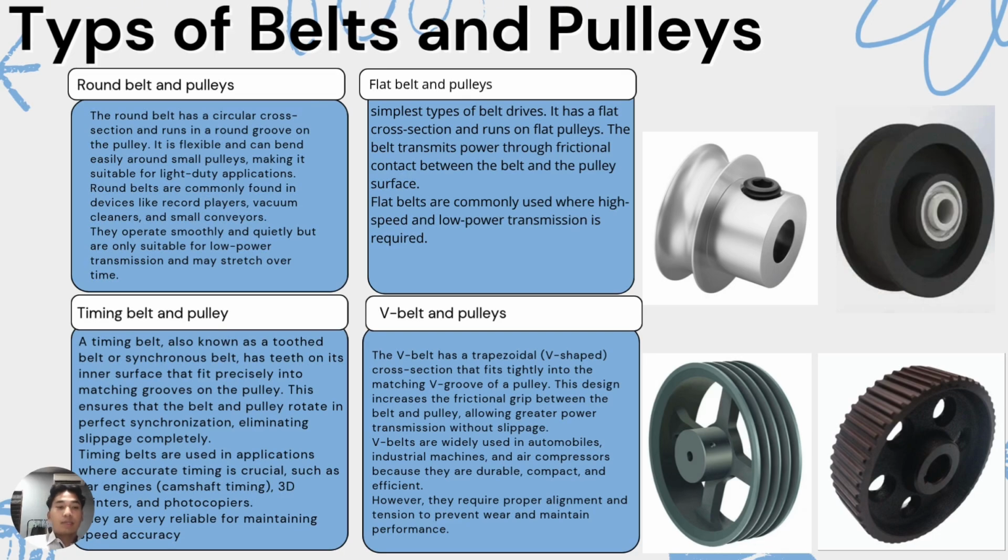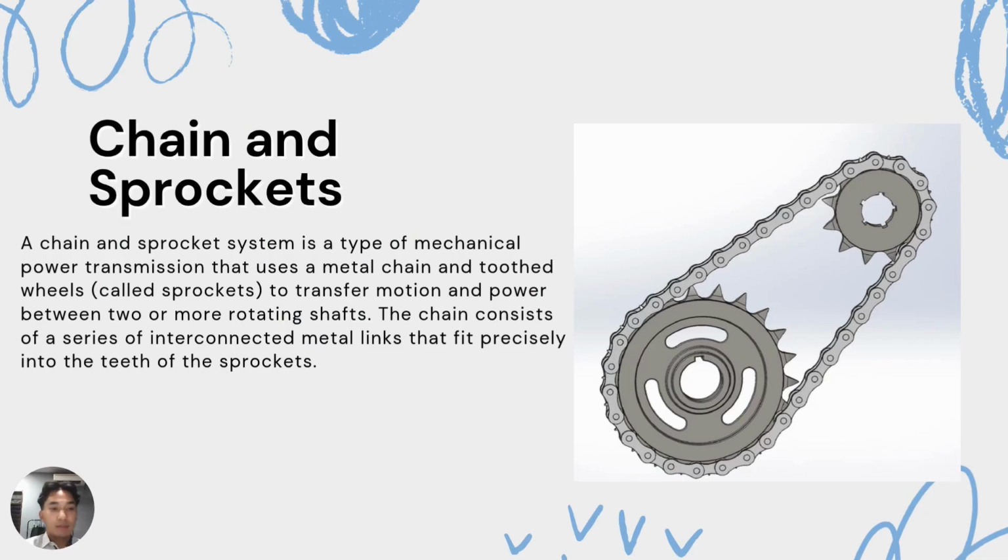And the next one is chain and sprockets. There's a difference between chain and sprocket and belts and pulleys. So for higher power transmission, people tend to use chains and sprockets because they can handle heavy loads and high torque, with no slippage, and durability under harsh conditions. That's chain and sprocket.